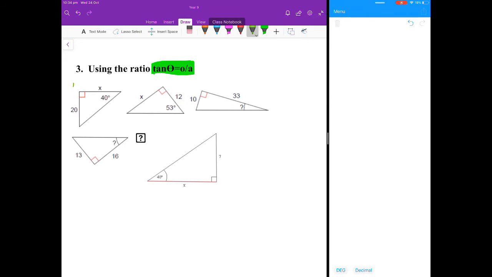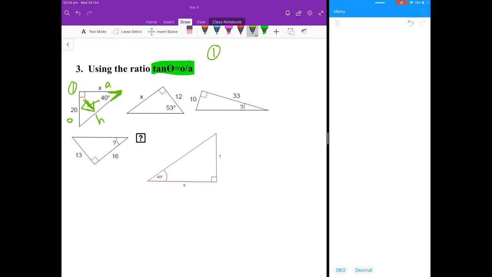Now, this triangle, we can see our angle. We find our opposite side by looking straight across from it. And our opposite side is our 20. We know our hypotenuse is straight across from our right angle, so that's our H. And our hypotenuse and our adjacent side make up that angle of 40 degrees. So that means our X up the top here is our adjacent side.